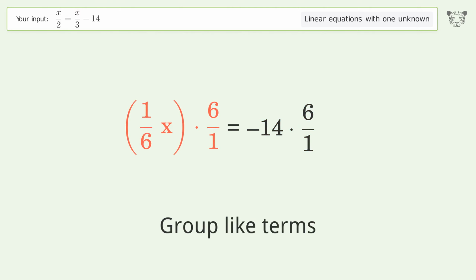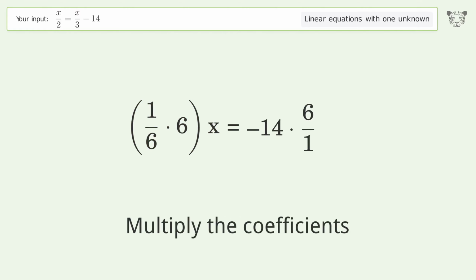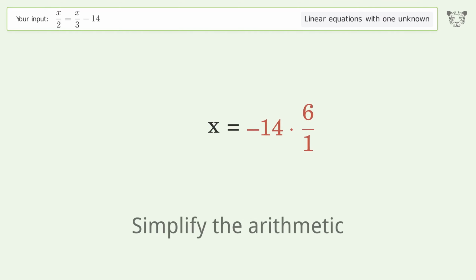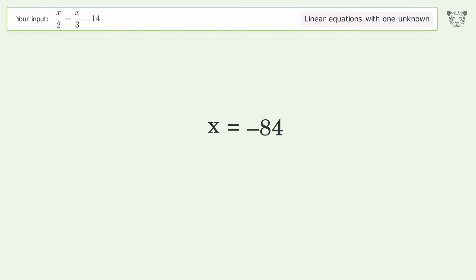Group like terms. Multiply the coefficients. Simplify the fraction. Simplify the arithmetic. And so the final result is x equals -84.